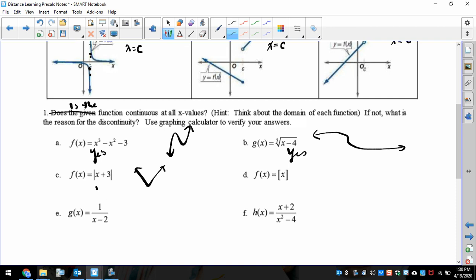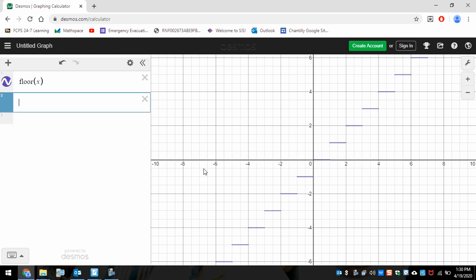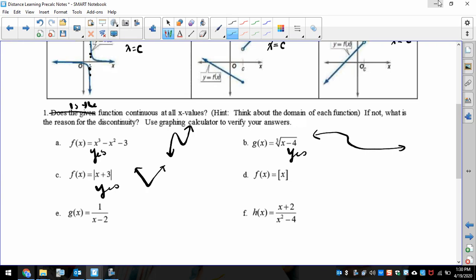I didn't have to pick it up, so this one is continuous. How about this one? This is the step function, and we've already seen it. So here, to graph a step function in Desmos, I think you have to use floor. Yeah, there it is. So here's the floor function, and we can see that there are a lot of discontinuities, a lot of jump discontinuities.